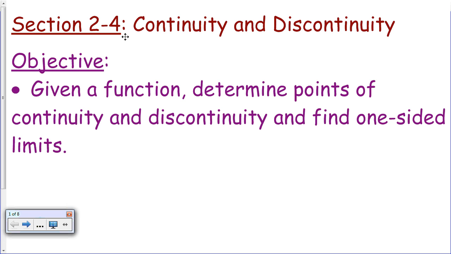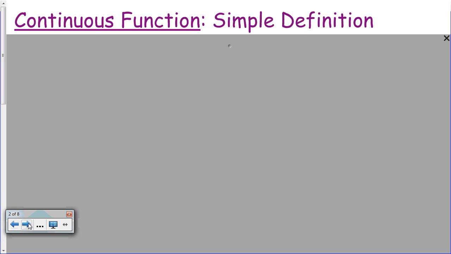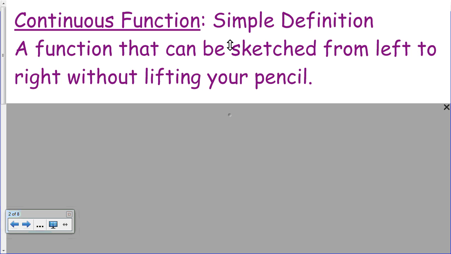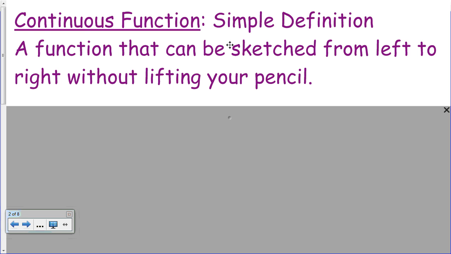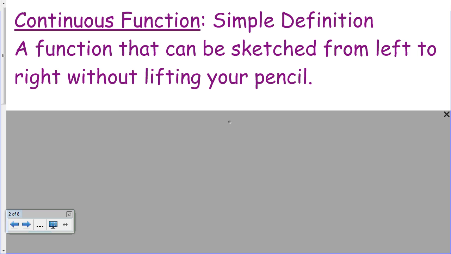All right, so let's start out with just a simple definition for what continuity is. We'll define this much better coming up, but for right now, just to give ourselves a working definition so we can look at some examples and understand what we mean by continuous. A function that can be sketched from left to right without lifting your pencil will meet our working idea of what a continuous function is. So if you can sketch it from left to right without lifting your pencil, that is a continuous function. All right, so let's take a look at a couple of examples.